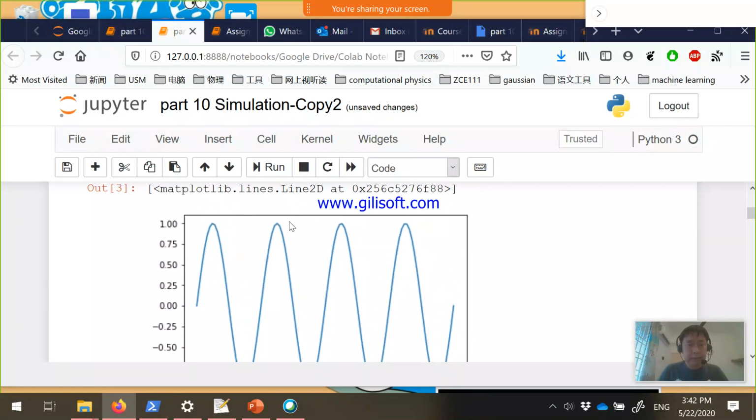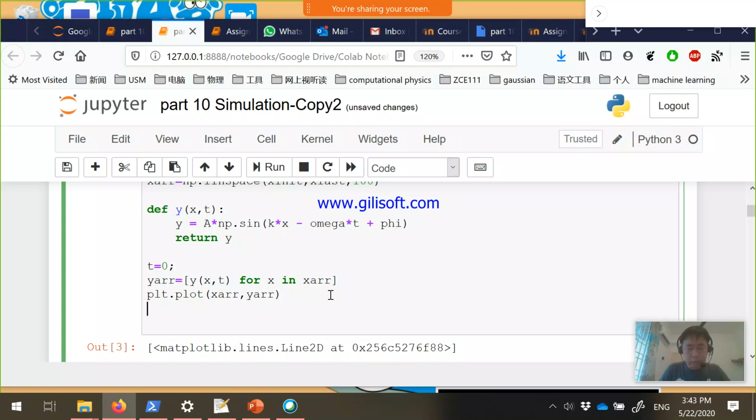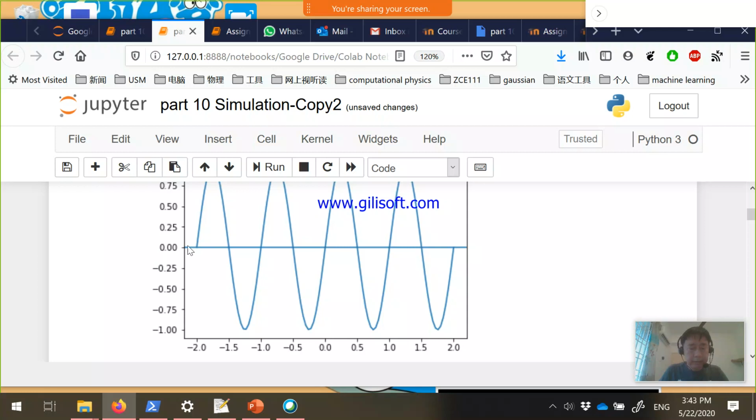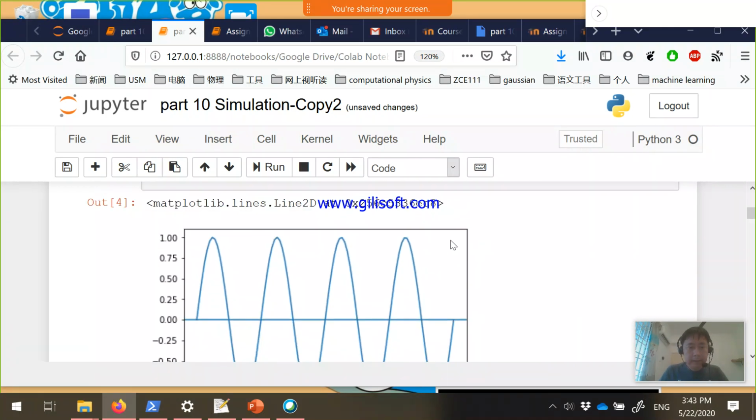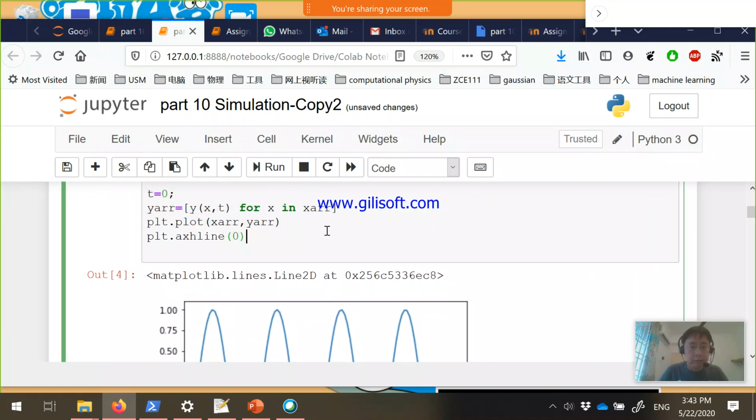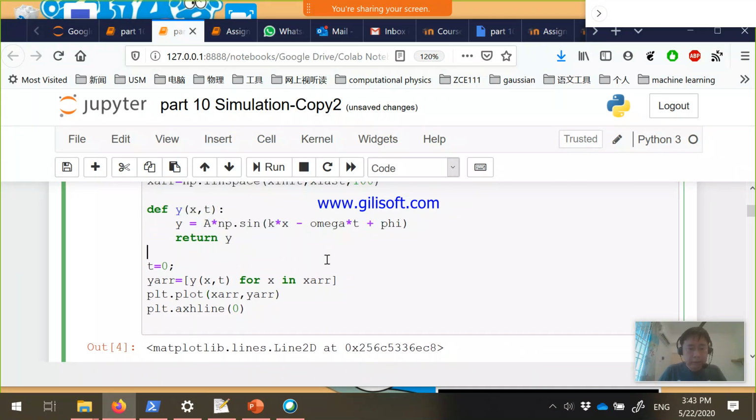In order to make things easier and look better, normally you would plot an axis horizontal line at 0, so that you see a nice curve here. This happened at t equals 0. So maybe I should label this plot. To make things easier, I would like to improve my plot so that I can label it.